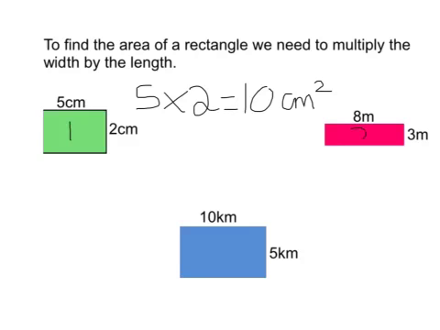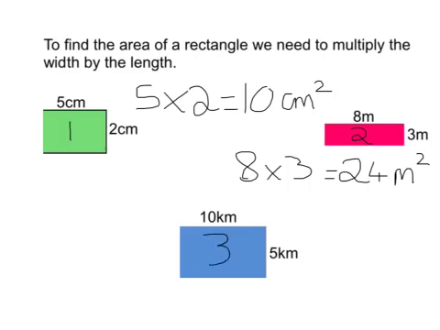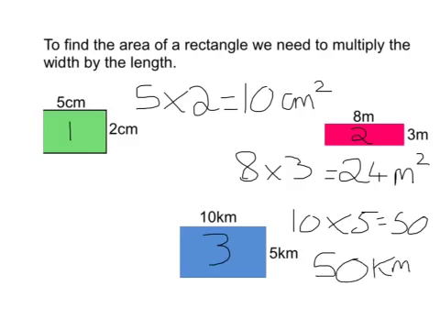For rectangle 2, 8 times 3 is 24. Because the units are metres, the answer will be metres squared. And finally, rectangle 3, 10 times 5 is 50. And because it's kilometres, my answer would be 50 kilometres squared.